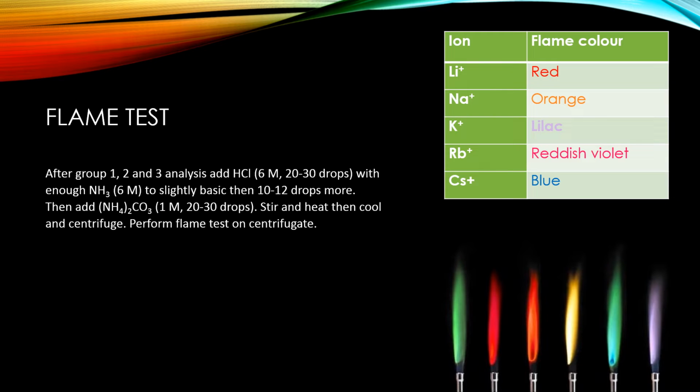On the table on the right, there is a list of group 5 cations and the colour they produce in the flame test. How do we perform the flame test, you ask? Well, it's easy enough. You take your centrifugate from after doing group 1, 2 and 3 cation analysis, and you get a piece of wire, dip it into your centrifugate solution, and put it in a flame, in this case a blowtorch, and it will produce the colour, and you can associate that colour to your cation.